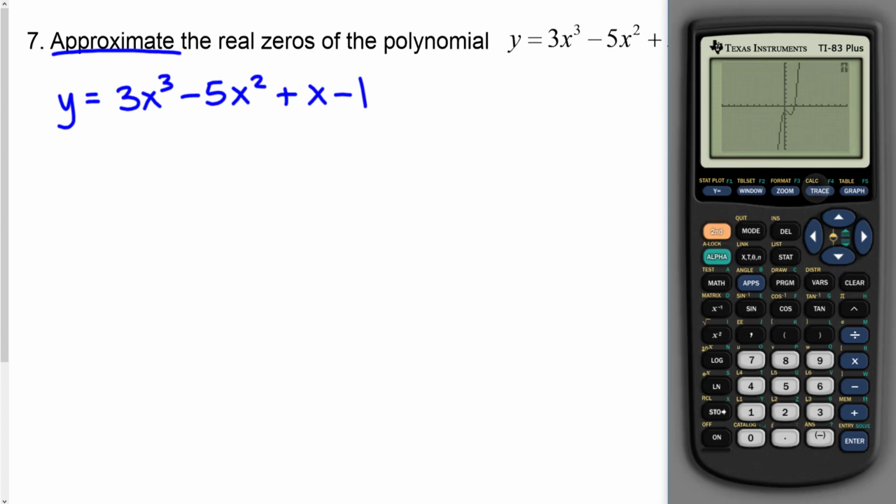So I'll hit second in calc, come down to the 0 function. The left bound, I'm just going to put 0. The right bound, I'll put 5. It doesn't really matter what your bounds are, as long as it encompasses that 0. And then my guess, I'll just say 1.5, just somewhere close to it. And then it will calculate for me. So the approximate 0 is located at 1.589. And I'm just rounding to 3 decimal places in this particular situation, but follow any rounding instructions that you're given.